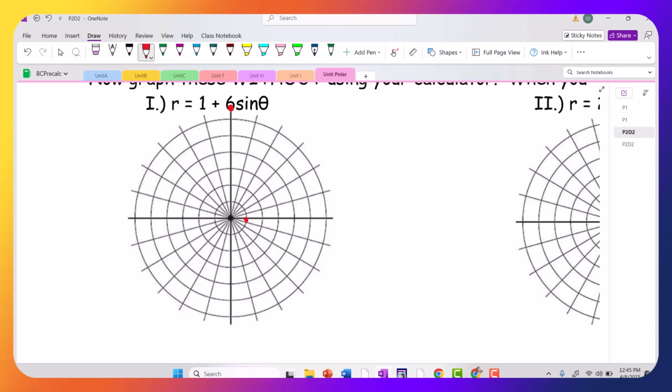Sine of 3 pi over 2. Well, let's do sine of pi. 0. 0 plus 1 is 1. Big difference between these numbers. And then sine of 3 pi over 2 is negative 1. Times 6, negative 6, negative 5. But okay, that's how it works. So I get negative 5. So I go 3 pi over 2 to 5, but then I flip and I go all the way over here. So it's this one.